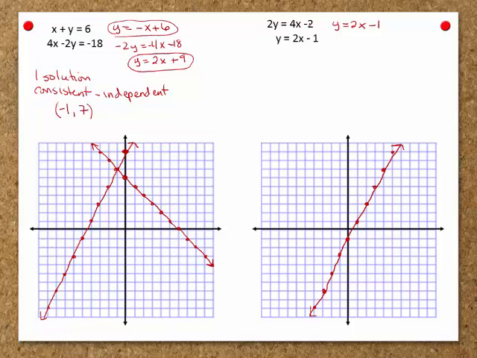When I solve this for y, so I get y equals mx plus b, if you look, I have the same equation twice. So I get one line. So the same line can be represented in multiple ways. This has infinite solutions, and that makes it consistent, dependent.